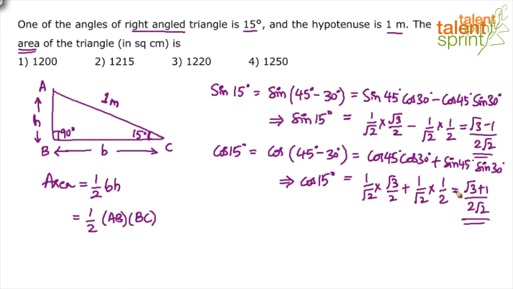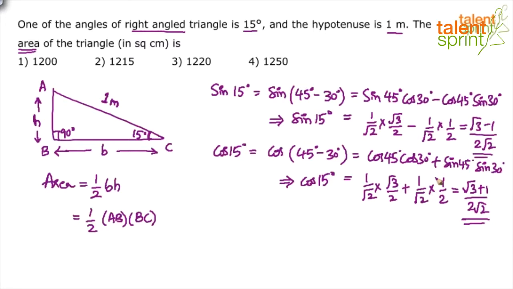So sin 15 is (root 3 minus 1) by 2 root 2. Cos 15 is (root 3 plus 1) by 2 root 2. By any chance, if you remember these values, you need not do this expansion, right? Here I am expanding it because we are not expected to learn cos 15, sin 15 by heart. But if you know that by heart, then you will save all this time, right? You don't have to do anything here.